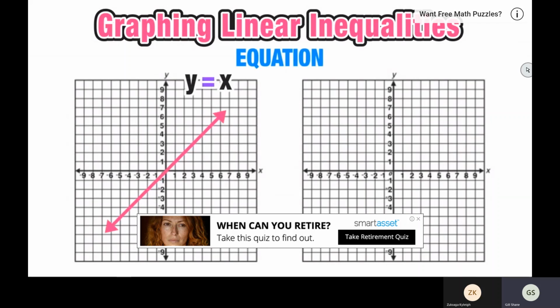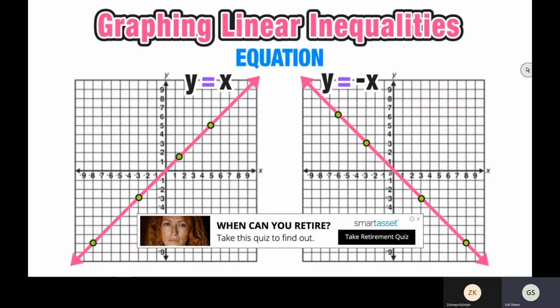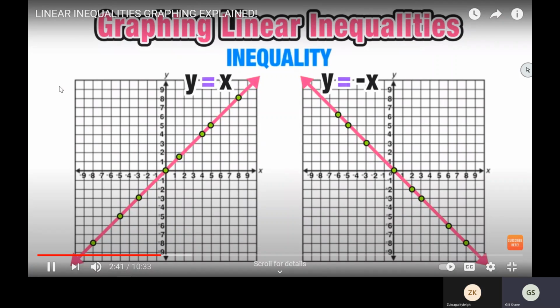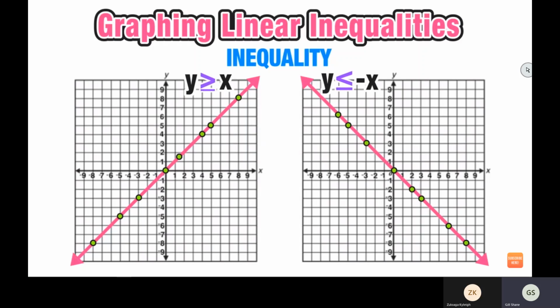We already know that in linear equations, such as y equals x or y equals negative x, any point on the line is going to be a solution. I'm going to go over all of this in a second. But we're interested in inequalities here. So if these were inequalities instead of equations, it would look a lot different.